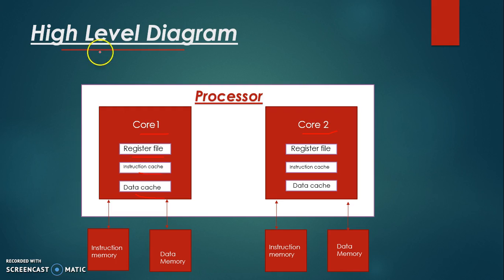This is the high level diagram of my processor. I am using 2 cores identical to each other. Each core has its own register file, instruction cache and data cache. The instruction memory and data memory are separate for each of the cores. Since the instructions and data are very small, I am assuming that at the start of the program, all the instructions and data from the memory are dumped into the cache, and at the end of the program, the instruction cache and data cache dump their data again into the instruction and data memory.